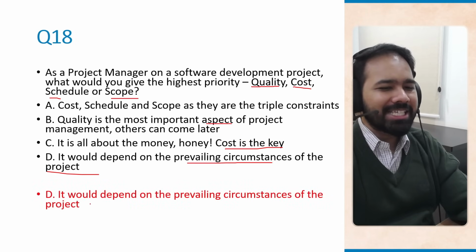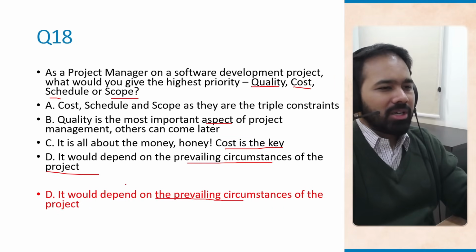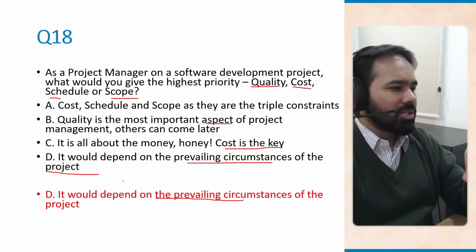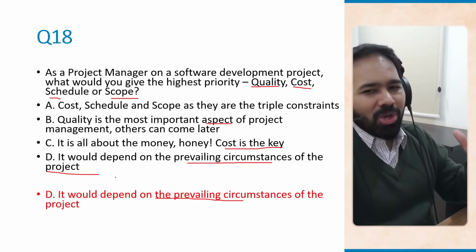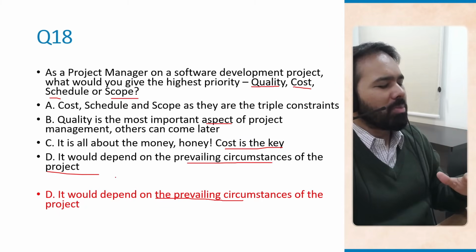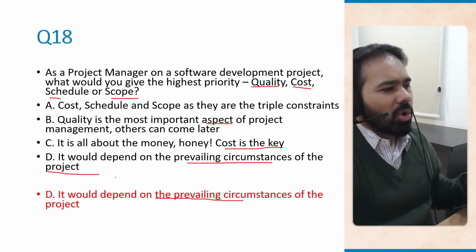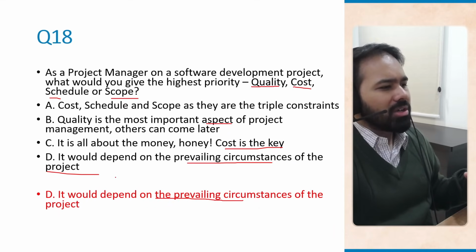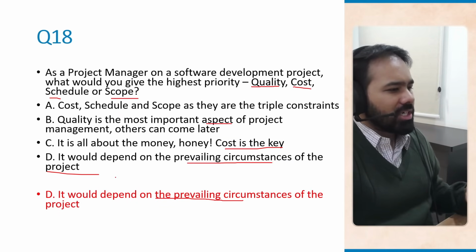The correct answer is D, because it will definitely depend on the prevailing circumstances of the project. There is no defined single answer to this question, fortunately or unfortunately, because cost, quality, schedule, and scope are all equally important, but this can vary based on what the objectives of the project are. What are the stakeholder needs and requirements? It can also vary based on constraints.